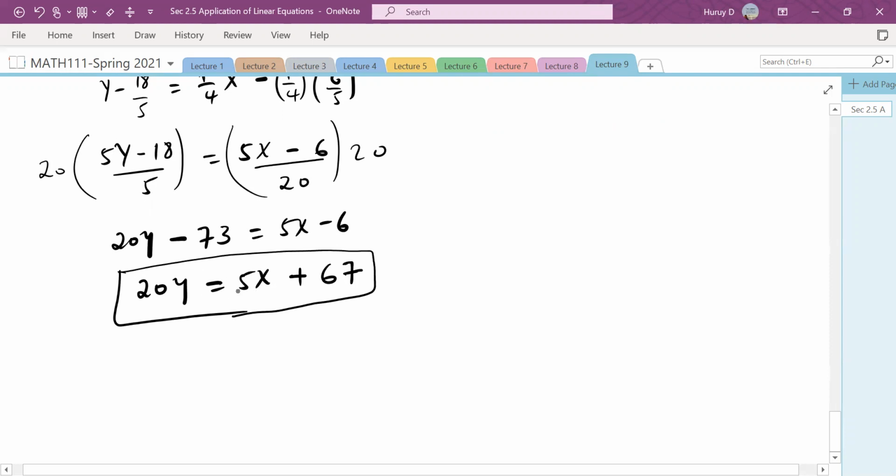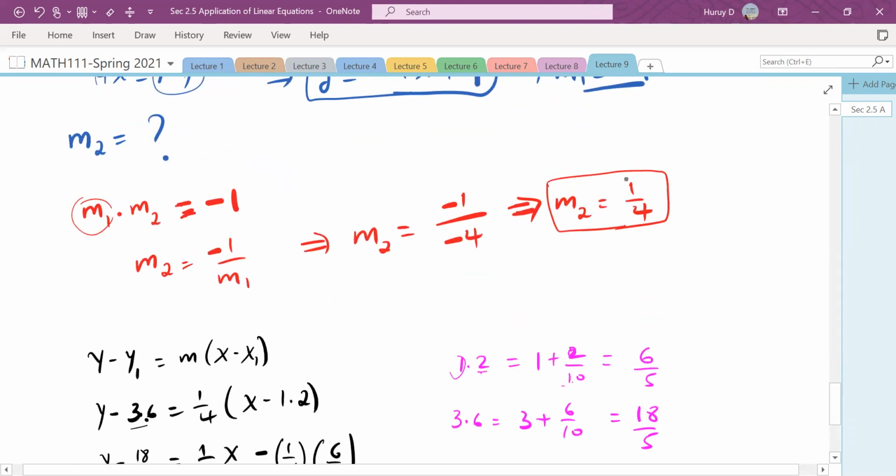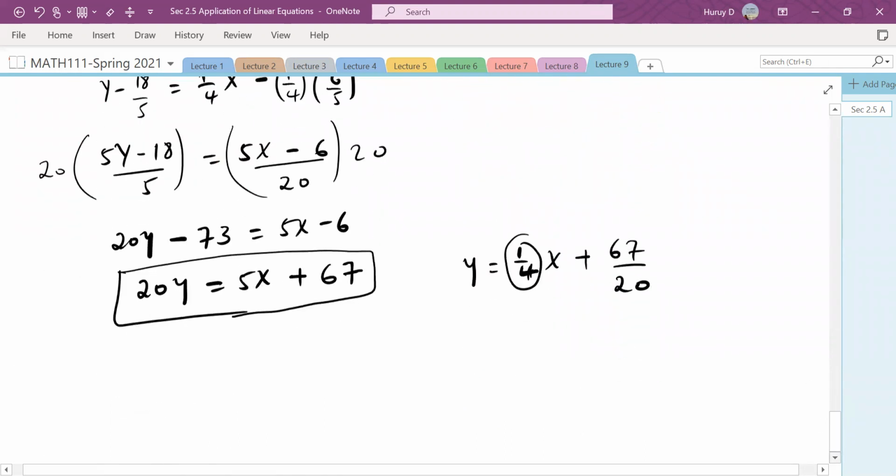If you want to write it in fraction form, of course you can. To write this in slope-intercept form, it will be y equals 1 over 4 x plus 67 over 20. And as you can see, the slope is 1 over 4. And that's what we found here. Therefore, this is how we use the information that the 2 lines are perpendicular or parallel.